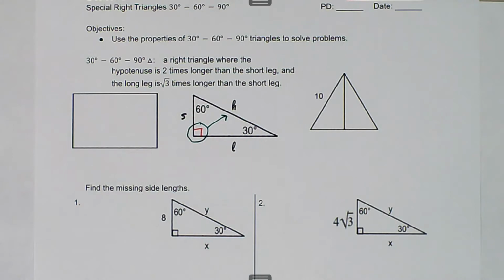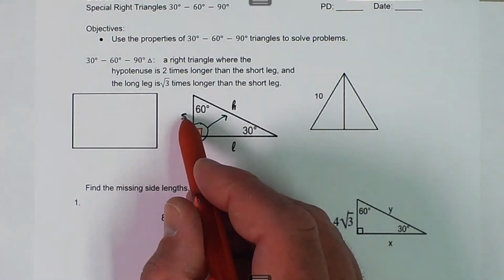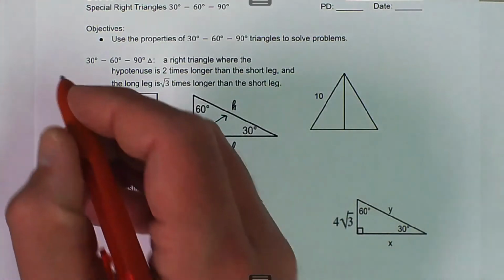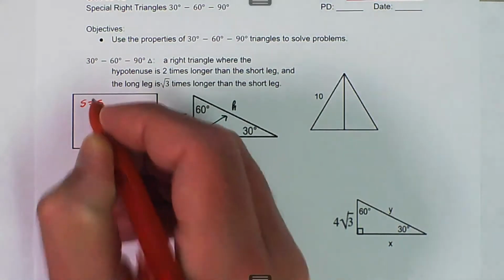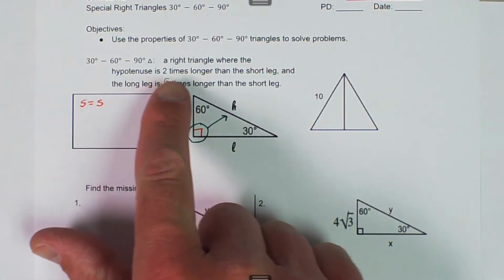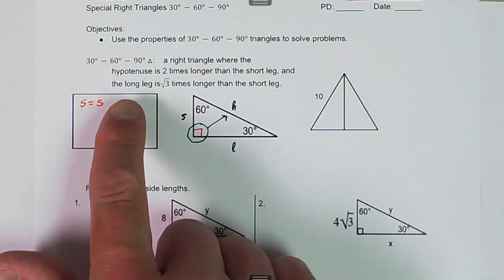So we don't have a relationship necessarily. We're going to write all of the equations in terms of the short side. So in this case, the short side is just equal to the short side. And the hypotenuse is 2 times longer. We'll do the leg next.